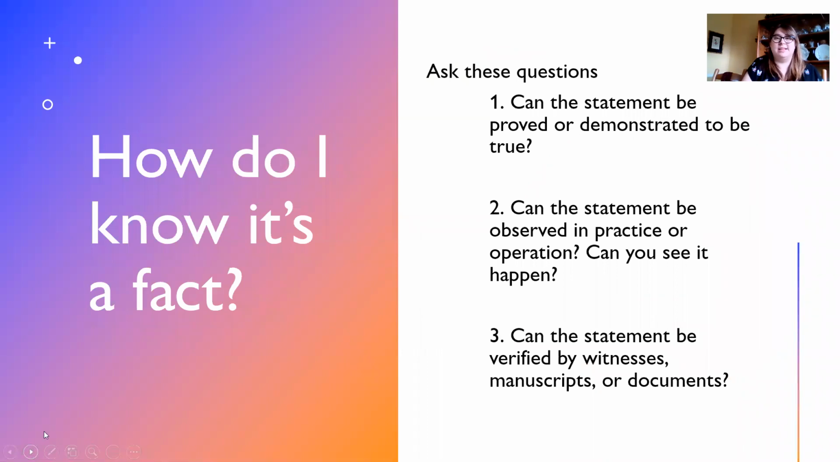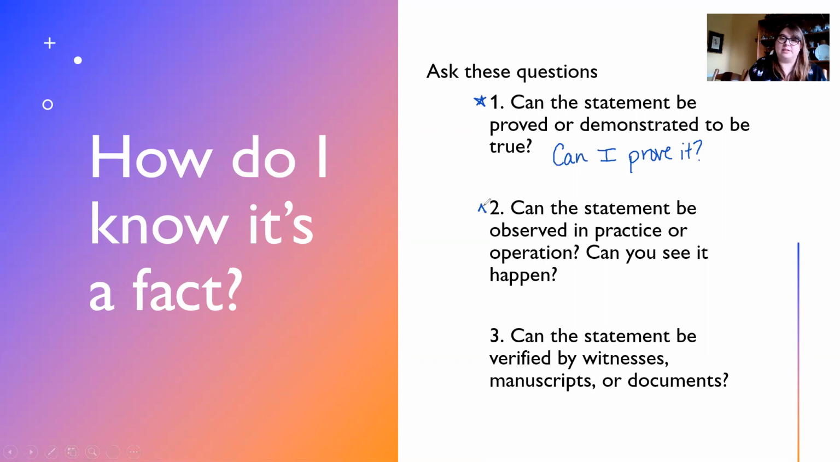Now, when we talk about facts, how do we know it's a fact? This can be something that can be a little bit tricky to determine. So we have 3 questions that we can use to determine whether or not something is a fact. And we want to ask these questions as we're reading. So the first question we ask here, number 1, is can the statement be proved or demonstrated to be true? So really what we're asking is, can I prove it? So this is just kind of our basic catch-all question. Can I prove this to be true? Is it something that I know, or is this something that I can find information to check somewhere?